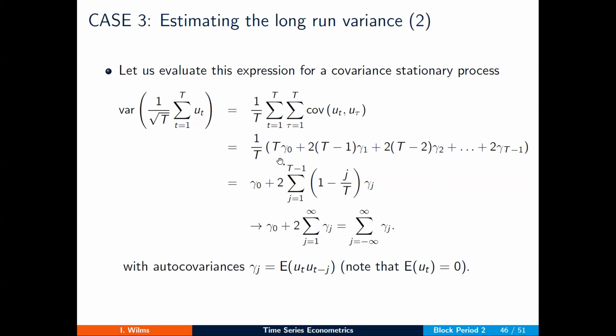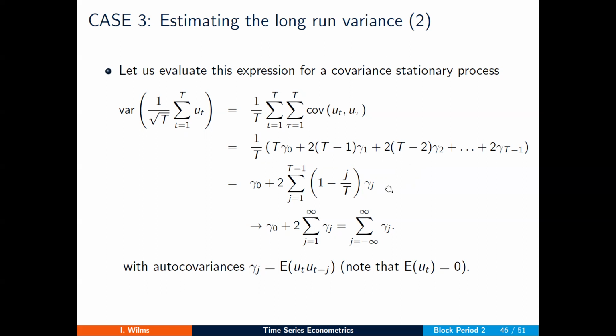Now, how many of these covariances do I have? Well, first of all, I have T of the variances denoted by gamma naught. How many autocovariances do I have? Well, I have T minus 1 autocovariances of order 1 and an additional factor 2, since I have both the autocovariance at lag 1 and minus 1, which are equal to each other, and so on.